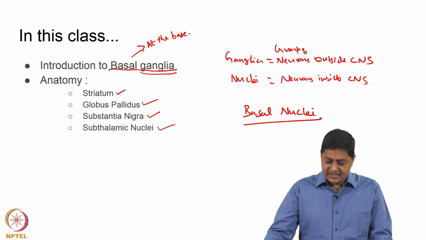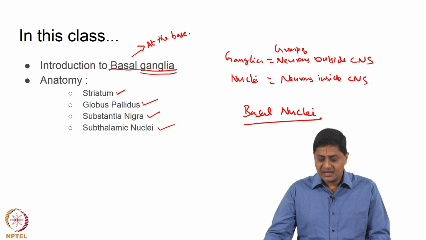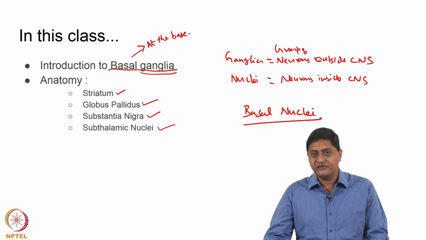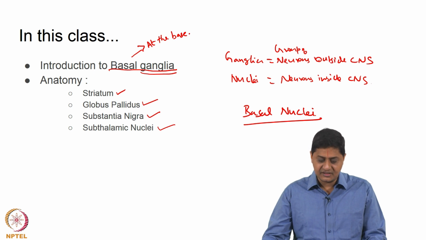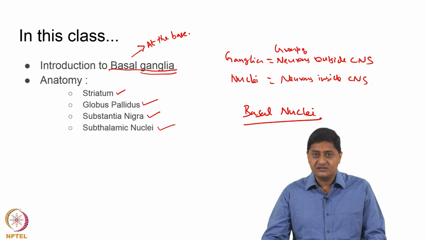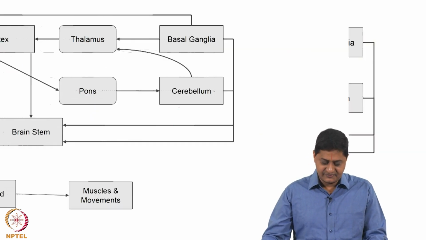So, the basal ganglia is located at the base of the cortex. Actually, it is comprised of nuclei that are spread across multiple locations. So, some of these are in the telencephalon, some of these are in the diencephalon, some of these are in the mesencephalon. Okay. How is this? We will discuss that. Okay.